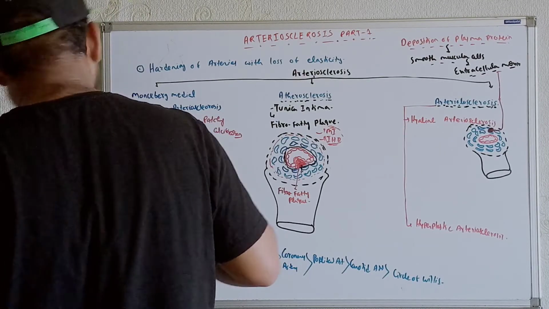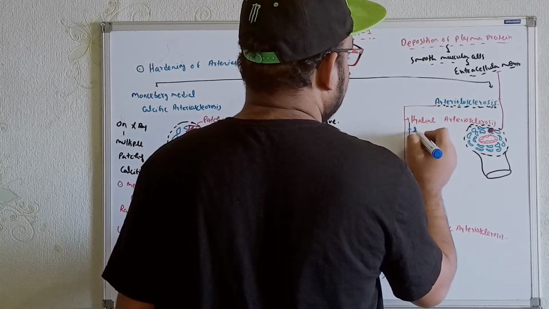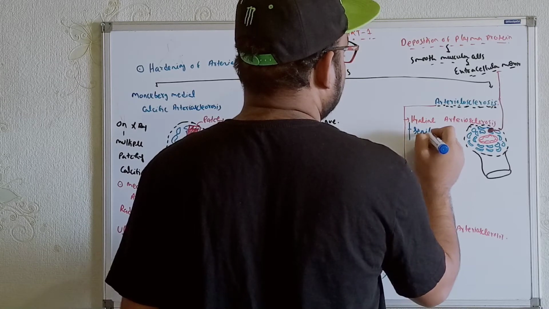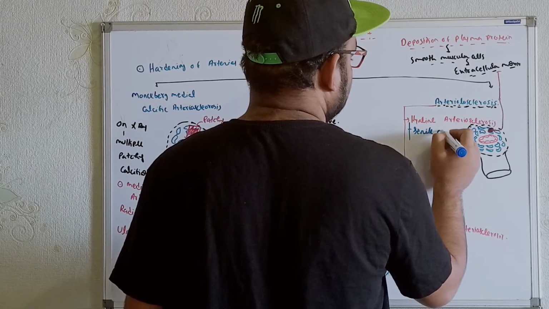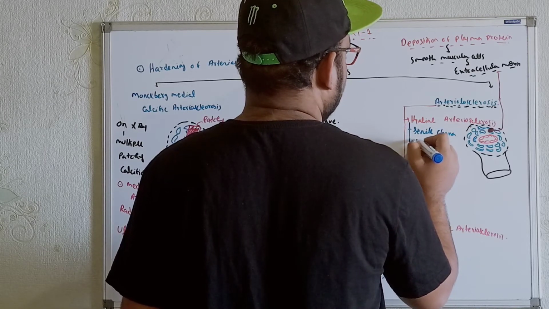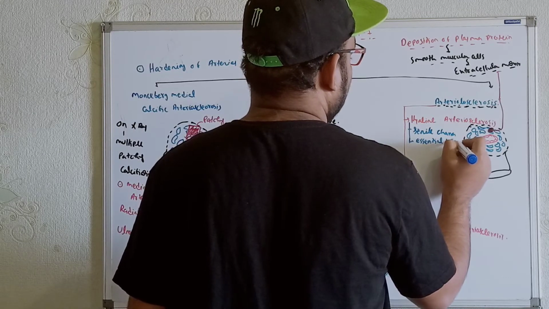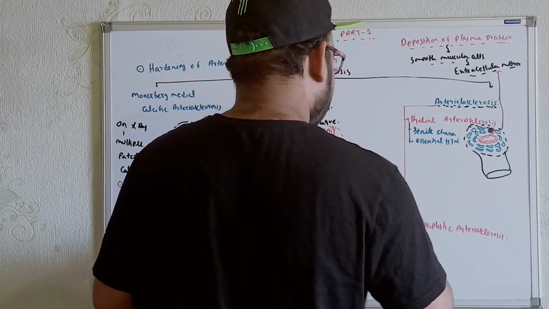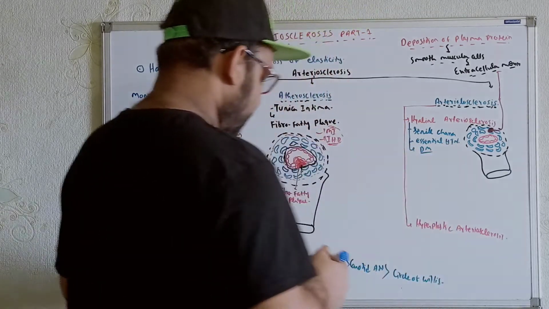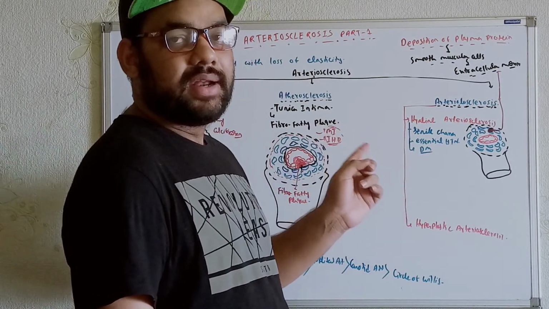Now, where can we see the hardening arteriosclerosis? We can get it in terms of senile changes, that means in old age, we can get this type of development. Or we can get it in essential hypertension. Another most important thing, try to understand, we can get the development of hyaline arteriosclerosis in diabetes mellitus patients.